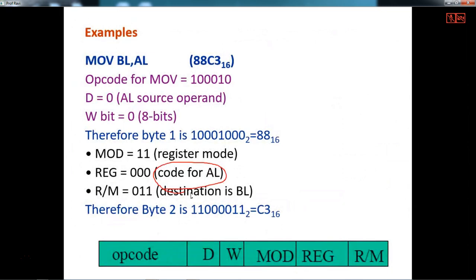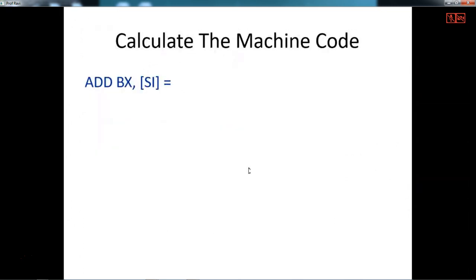So 000 is your register, and then R by M is the destination. This is how you specify the source and destination, the source register or some other kind of operand. So you can take up this example: how to calculate the machine code for add bx comma si.